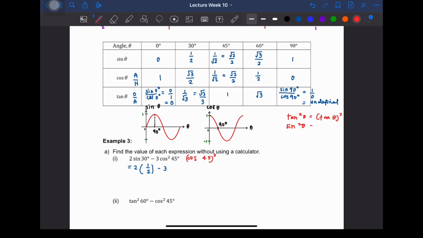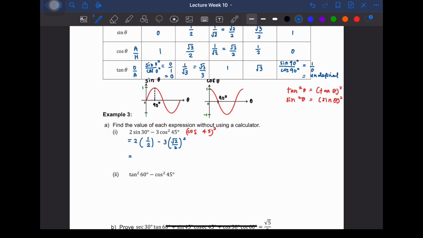Sine square theta is equal to sine theta square. Okay, so now we have cos square theta. So it means cos 45 square theta. So cos 45 is square root 2 over 2. So we have square root 2 over 2 and then square. Okay, so simplify, we have 1 and then minus 3 times 2 over 4. Okay, and then you just press your calculator, you will get your answer.